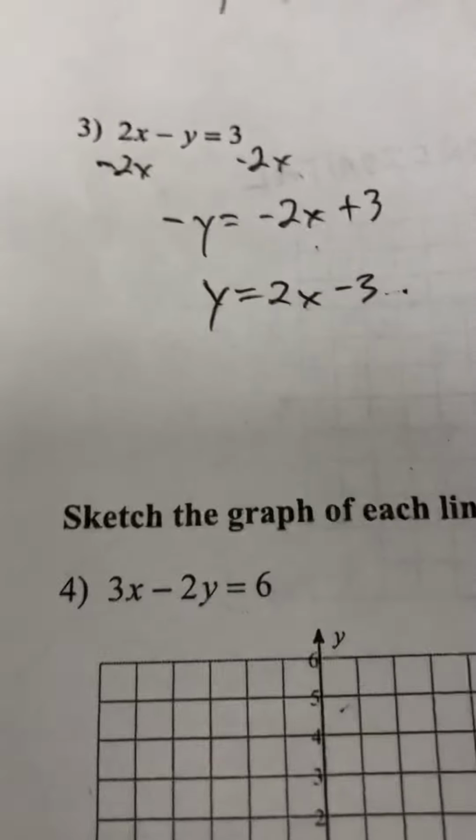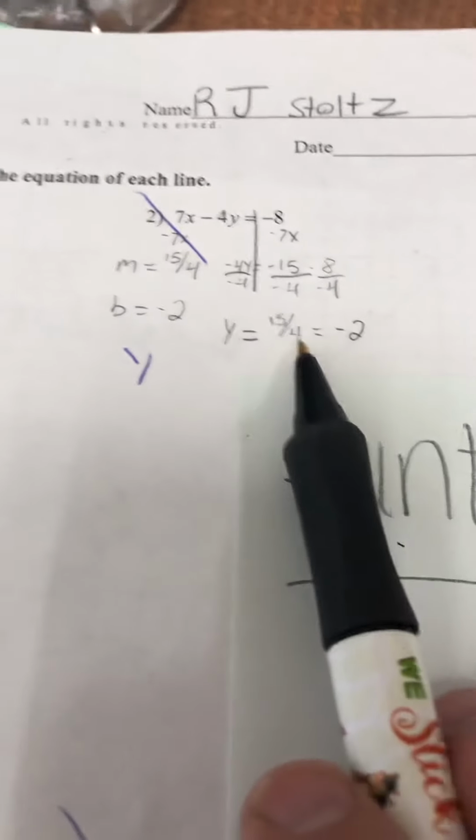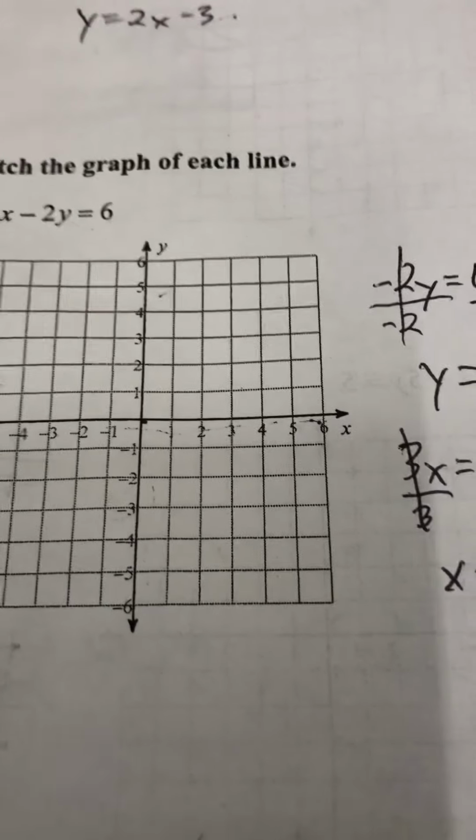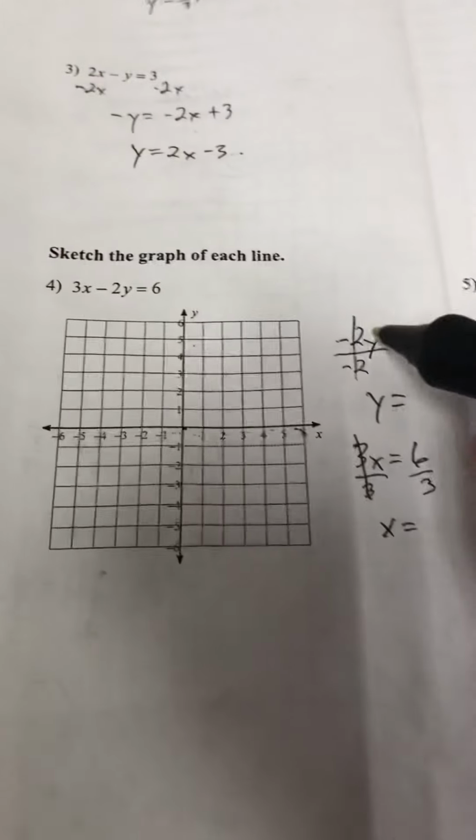Okay? And on both of these, like this one and this one, you didn't have it in slope-intercept form, this form. So make sure you change those. Okay, talking about these, let's see what's going on. I already went and started.